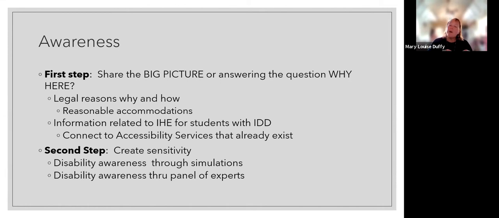Okay, so what the research, and what Bergstahler in particular, kept reiterating, and the DO-IT program at the University of Washington also talked about it, is that having a panel of experts as a way to create sensitivity was much more effective. A panel of experts would be people who have different types of disabilities talking about how they in particular overcome or deal with the barriers to education.